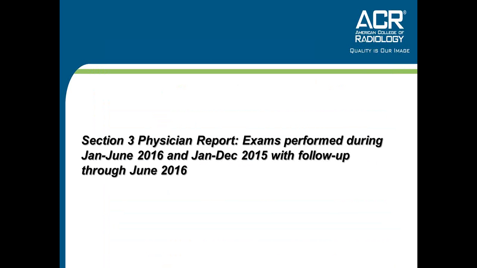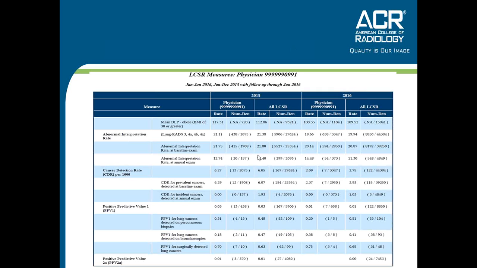Section 3 is the physician report. We report on exams performed during January to June 2016 and January to December 2015 with a follow-up through June 2016. Here we have all the measures, and this is for this physician from the facility during 2015, and this is again the same physician during 2016. And their data is being compared to the entire registry during respective years.